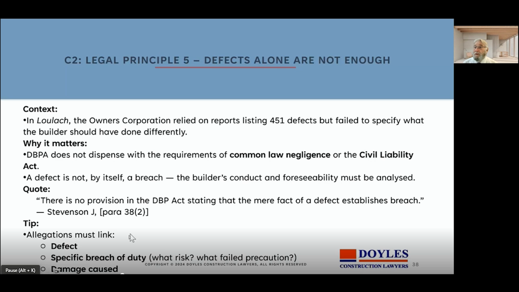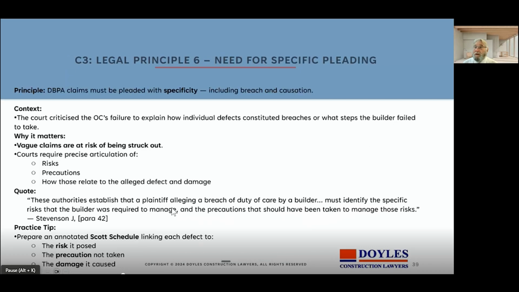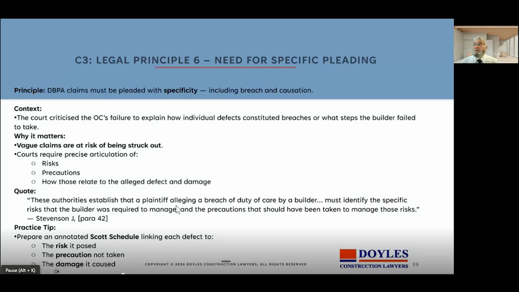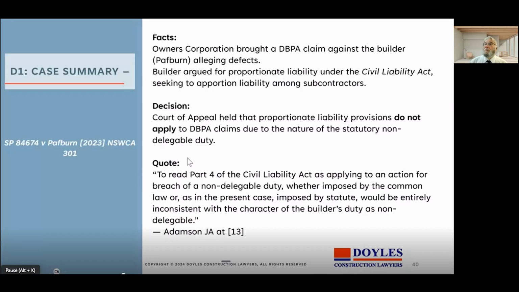So the issue is that, as it says here, there is no provision in the Act stating that the mere fact of a defect establishes a breach. You've got to show that the defect came because of a lack of care. So that's a need for very specific pleading and very careful forensic investigation when you're investigating or reporting on defects.